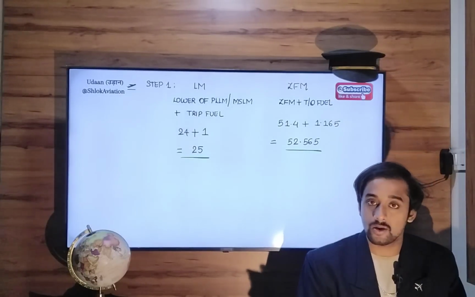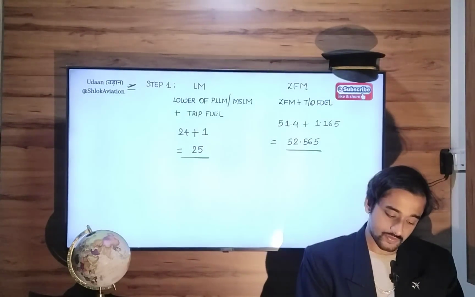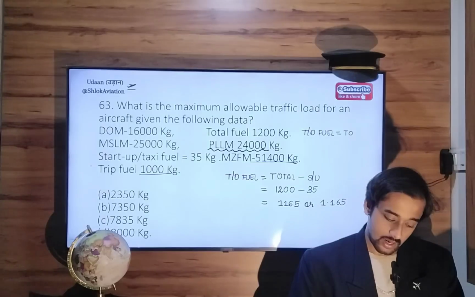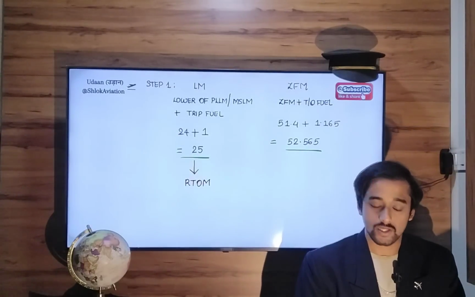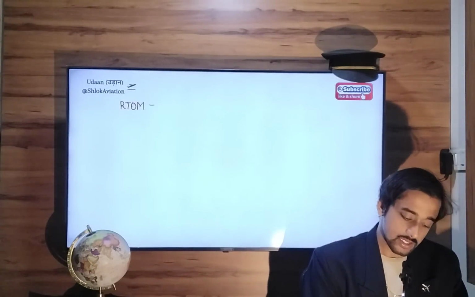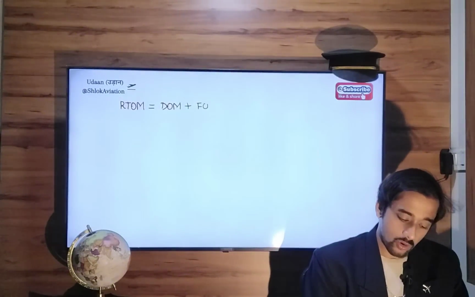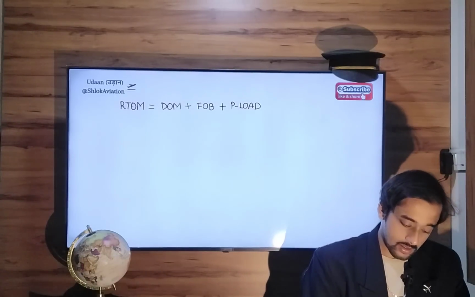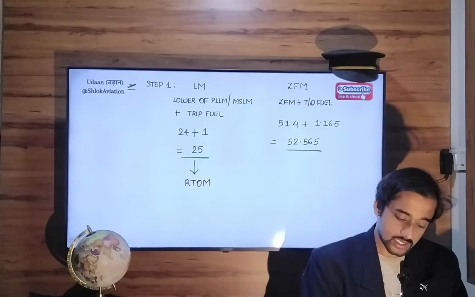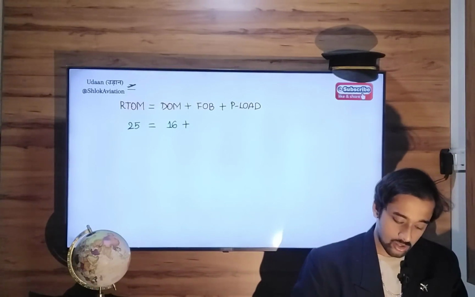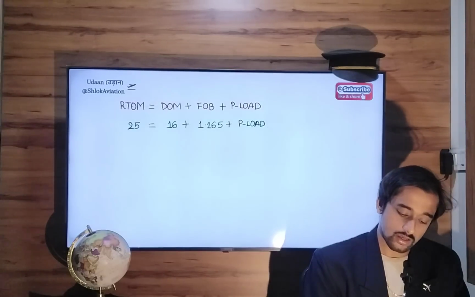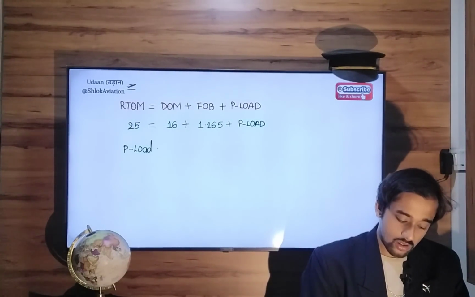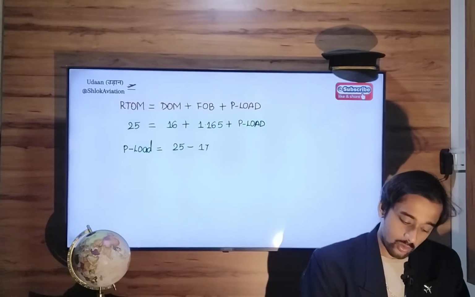Between these two values, you have to select the value which is the lower one, and that value is 25. Okay, that value is 25. So this becomes our regulated takeoff mass. Next, step 2, the formula is dry operating mass plus fuel on board plus payload or traffic load. So regulated takeoff mass is 25, dry operating mass is 16, fuel on board is 1.165, payload you do not know, so leave it as it is. Therefore, payload will be equal to 25 minus 17.165.